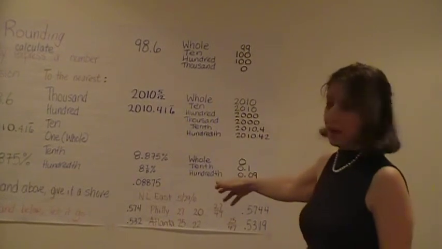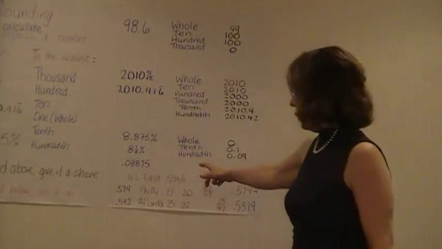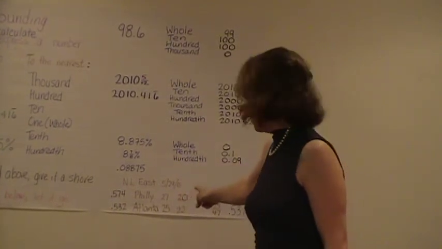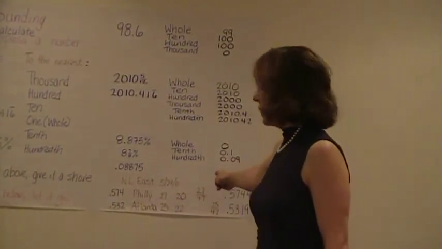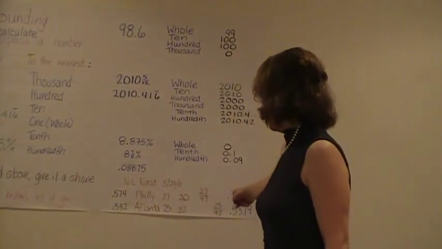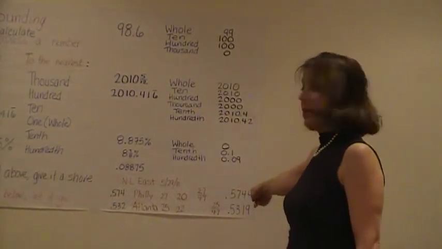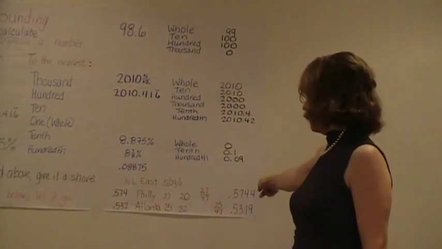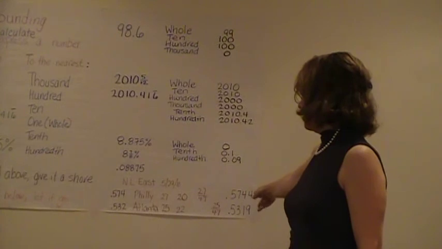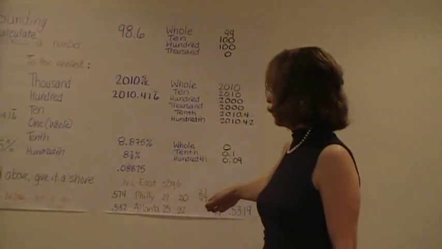Rounding is used in lots of different things, including sports. Right now in the National League East, both Philly and Atlanta have played 47 games. Philly has won 27 out of 47, and Atlanta has won 25. And so these decimals, 0.5744 stays at 0.574. But 0.5319 rounds up to 0.532.